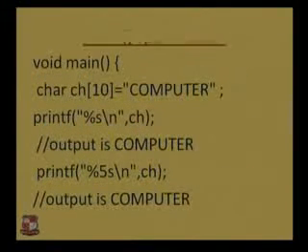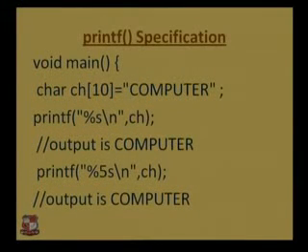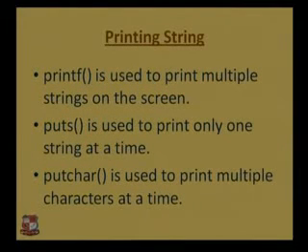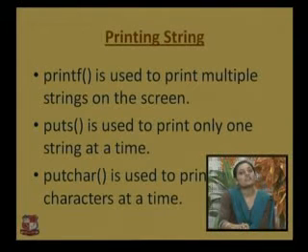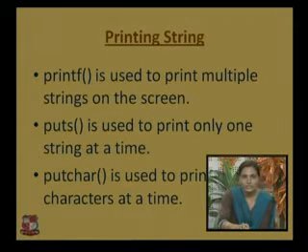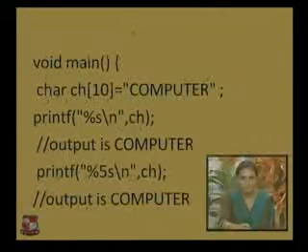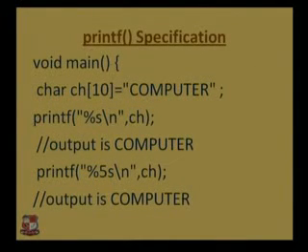Okay, so you can see the different specifications of printf for printing the string. The difference is also already asked in the 2 marks: what is the difference between printf, puts and putchar? Puts can print only one string, putchar is used to represent only one character at a time, but if you want to represent a string, then you can use a looping structure. Printf can print multiple strings at a time. So these are the different specifications.